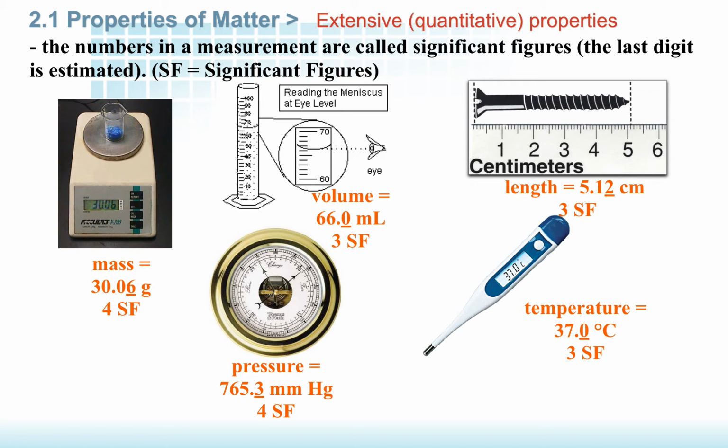Now, if you remember back to the measurements, you can tell what their significant digits are going to be. Since they all have decimals, I start at the leftmost number that's not a zero, and I count to the right. So 30.06 is 4, 66.0 is 3, 5.12 is 3, 765.3 is 4, and 37.0 is 3.